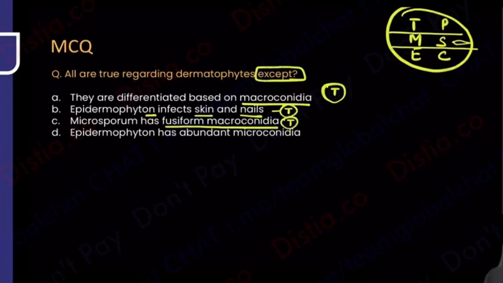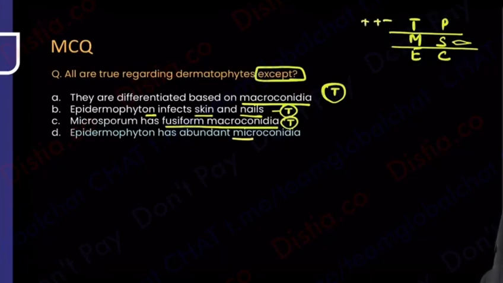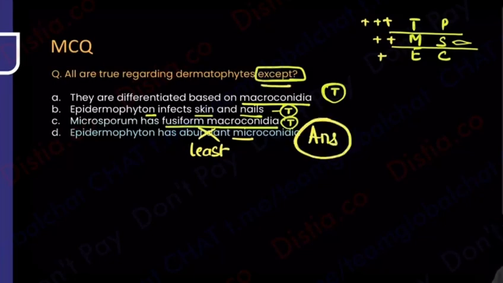Next, last one. Epidermophyton has abundant microconidia. See, when you're talking about microconidia, you had to basically go in a descending order. Trichophyton had maximum, then Microsporum, and then Epidermophyton. So Epidermophyton doesn't have abundant microconidia. Epidermophyton has the least microconidia. So the wrong statement over here was option 4. You had to select that.